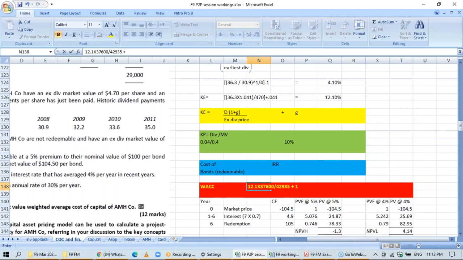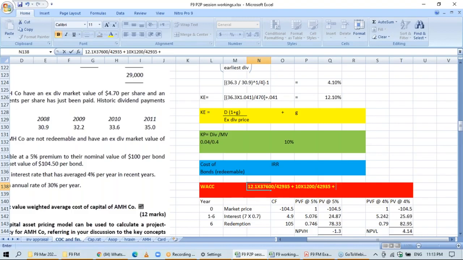Then we will add the cost of preference shares. So the cost of preference shares is 10%, 10 multiplied by its value, which was 1200, divided by the total market value of all funds, 42,935. So one by one we will do it. We will multiply the cost of each finance source with its market value and divide by the market value of all items. So first take the cost of equity, multiply it by its own market value and divide by the whole market value of all items. And then the cost of the preference shares multiplied by the market value of preference shares divided by the market value of all.